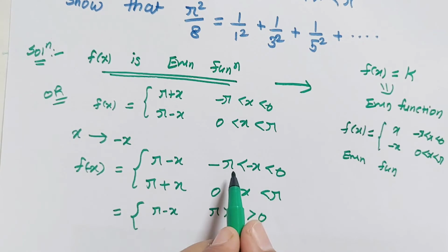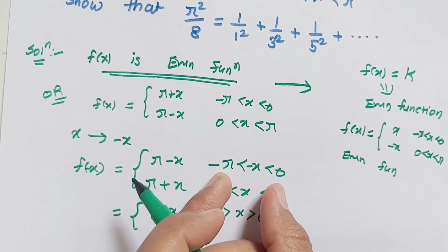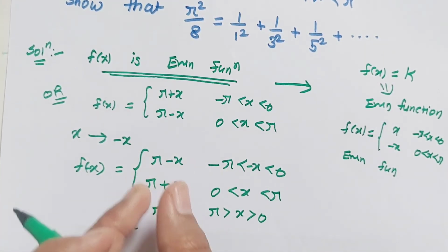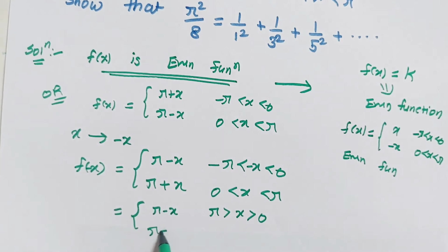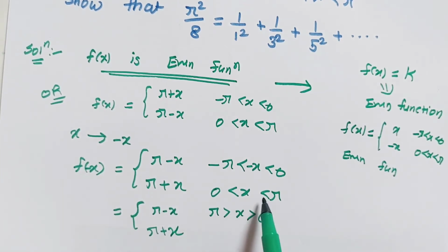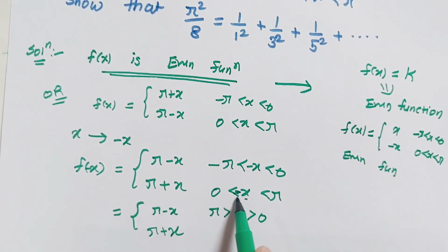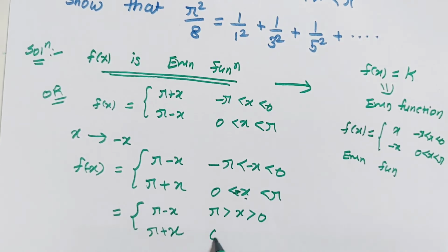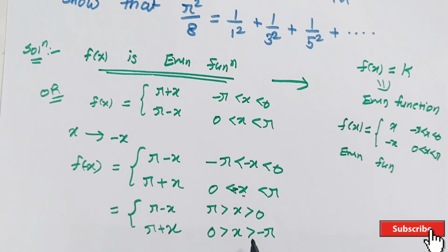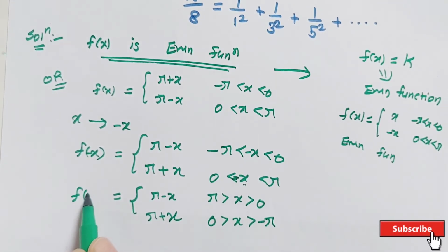Here when you multiply, we only change this interval, not the function. Similarly, here the next value of the function is pi plus x, and here again we are replacing x by minus x, so it is minus x. Now here again multiply by minus, so 0 greater than x greater than minus pi. Now check the value of the function interval wise.